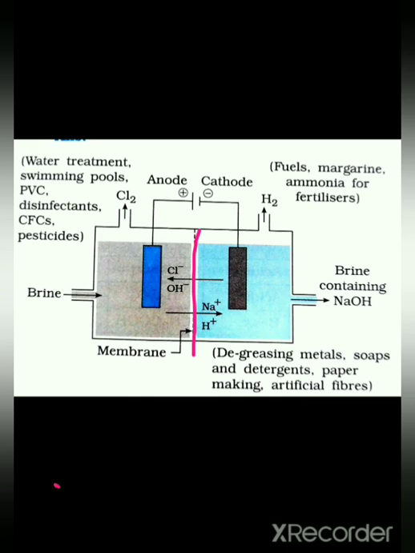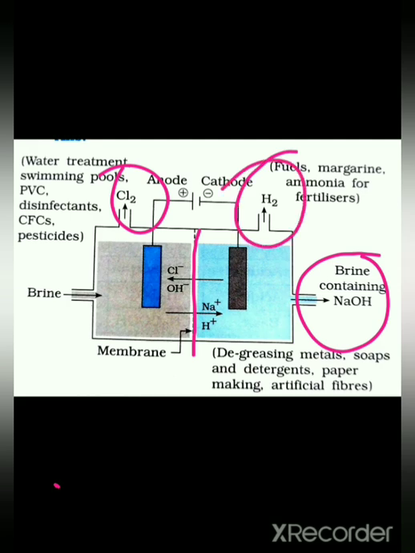So by the electrolysis of sodium chloride, that is common salt, we can obtain sodium hydroxide, chlorine and hydrogen gas. All three products are important in our day-to-day life, very useful in our day-to-day life. So this is one example of how we can use common salt as a raw material for different chemicals. Next is bleaching powder.